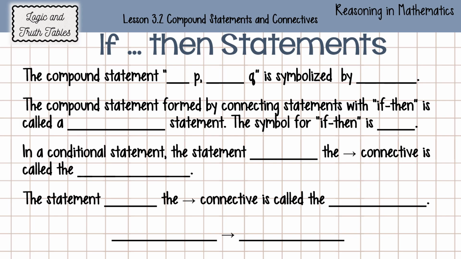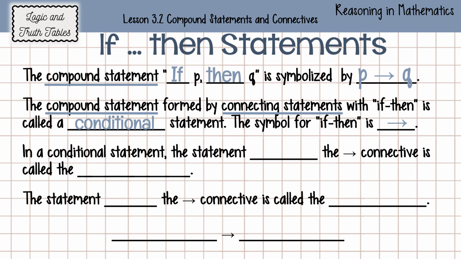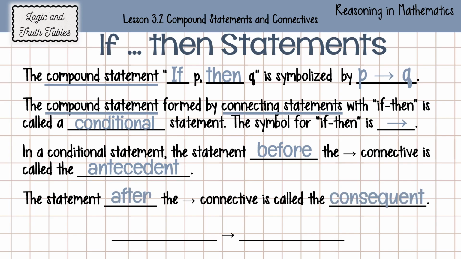If-then statements. The compound statement, if P, then Q, is symbolized by P and then an arrow to the right, Q, which means implies. So P implies Q. The compound statement formed by connecting statements with if-then is called a conditional statement. The symbol for if-then is the arrow going to the right. In a conditional statement, the statement before the connective, that arrow, is called the antecedent. The statement after that connective, the arrow, is called the consequent.